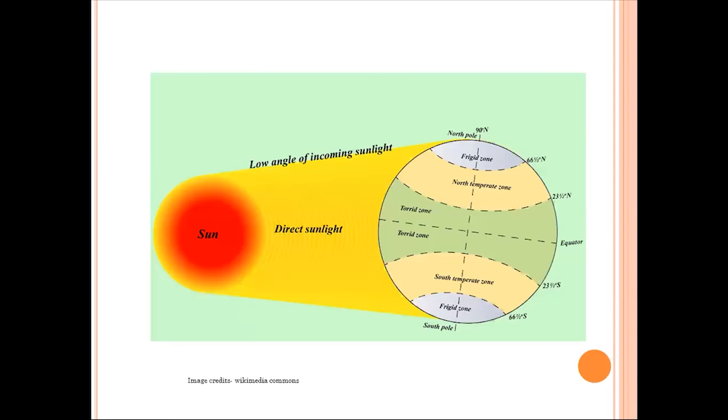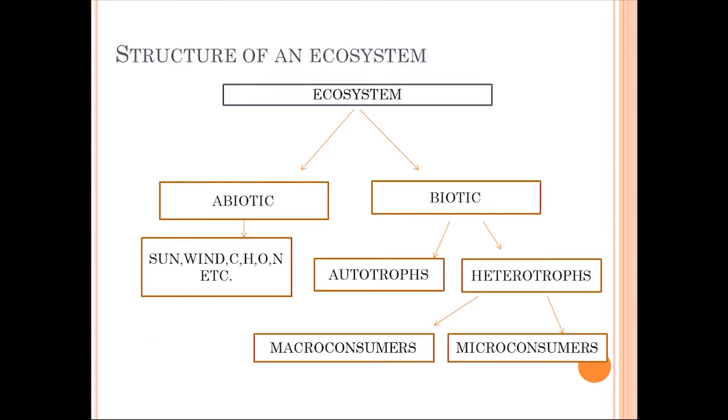So let us come back to the chart. Ecosystem. First, we have discussed the abiotic component. Then we are now discussing the biotic component. In the biotic component, there are autotrophs and heterotrophs. Autotrophs are the organisms which are capable of producing or synthesizing their own food. The second category is heterotrophs. Heterotrophs are dependent on other organisms for their food.